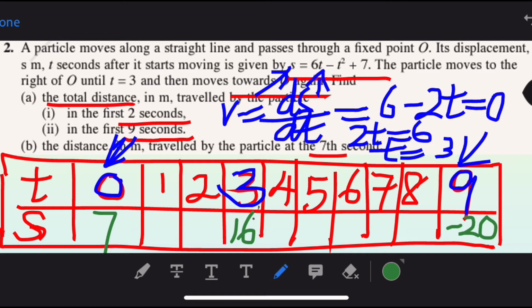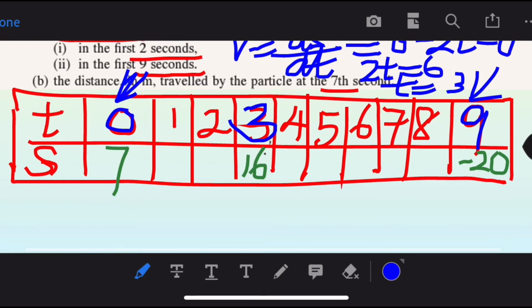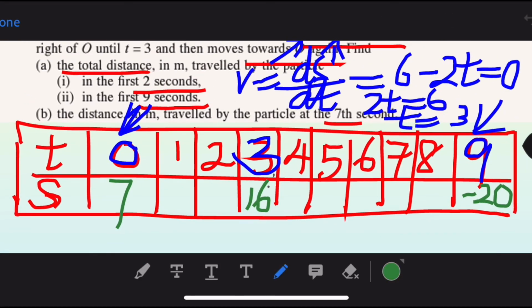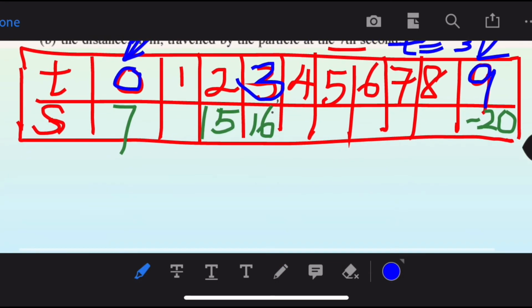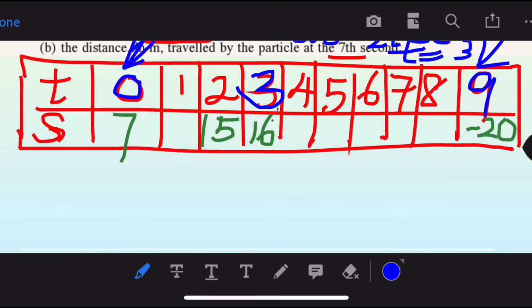In between it is not necessary to find, unless let's say 2 seconds you have to find. Okay, 2 seconds, let's substitute: 6 times 2 minus 4 plus 7, so we have the answer, which is 15 meter. If you have time, you can find more points, but at present I just use these few points. So I'm going to answer the first question, in the first 2 seconds.